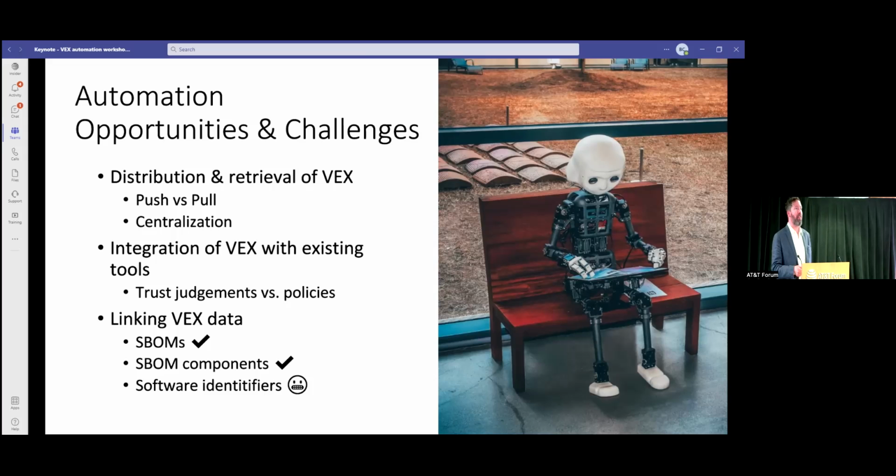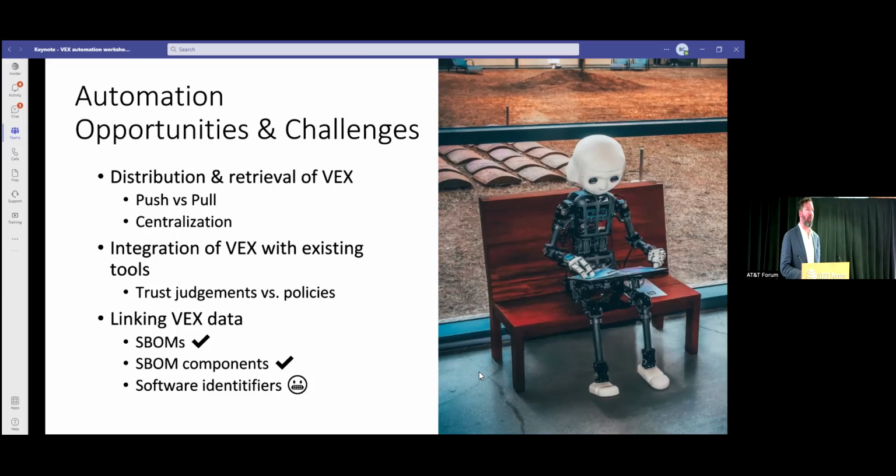CSAF has the ability today to explicitly link to SBOMs. The question is, are SBOMs easy to link to? That's a separate question. But if you can link to an SBOM through a URL, we can do that in CSAF. We can also link to specific components. The challenge here, and for those of you in the room, it's covered by the Zoom window, is of course actually linking to the identity of that component.